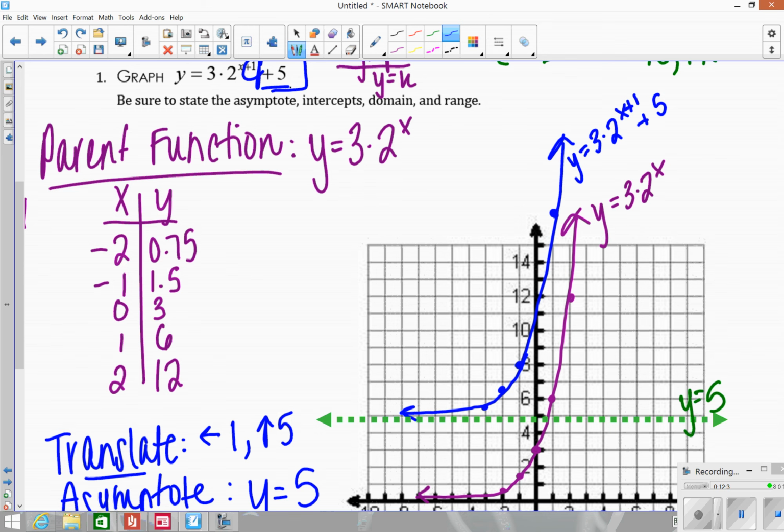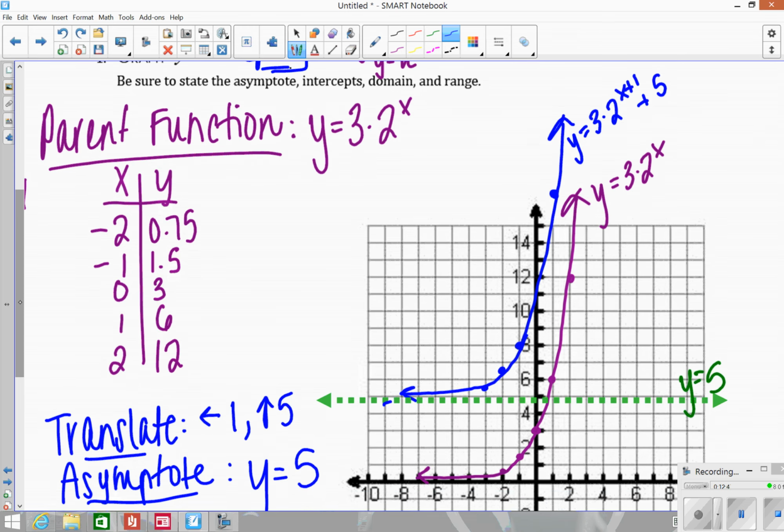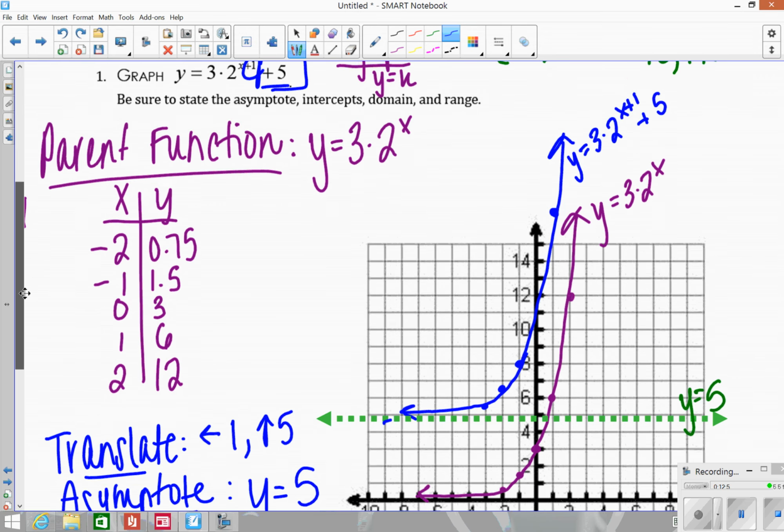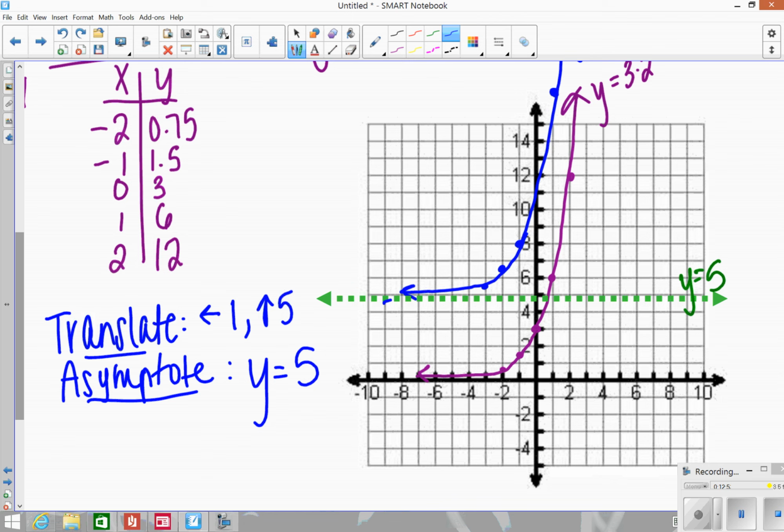And then the other thing, it said be sure to state the asymptote, the intercepts, domain, and range. So there's my graph. So it's been shifted, same shape, it just moved around. The asymptote then shifts up because it will never cross y equals 5. And then the y-intercept is always going to be that initial value. So the y-intercept is where this graph is crossing the y-axis.